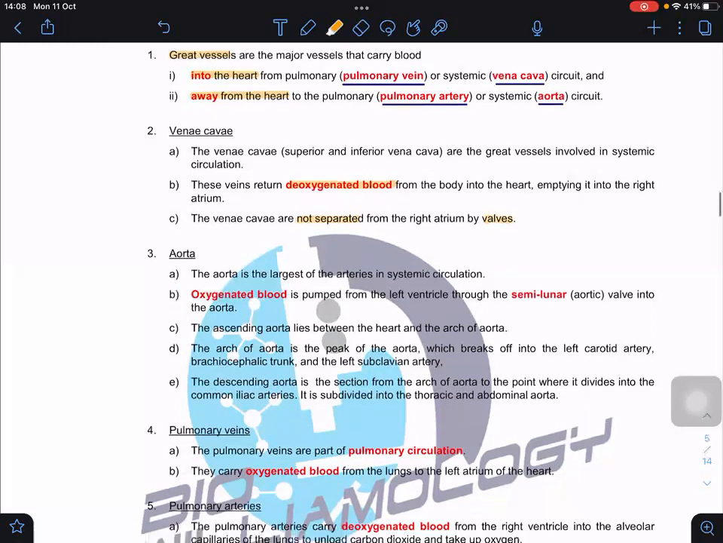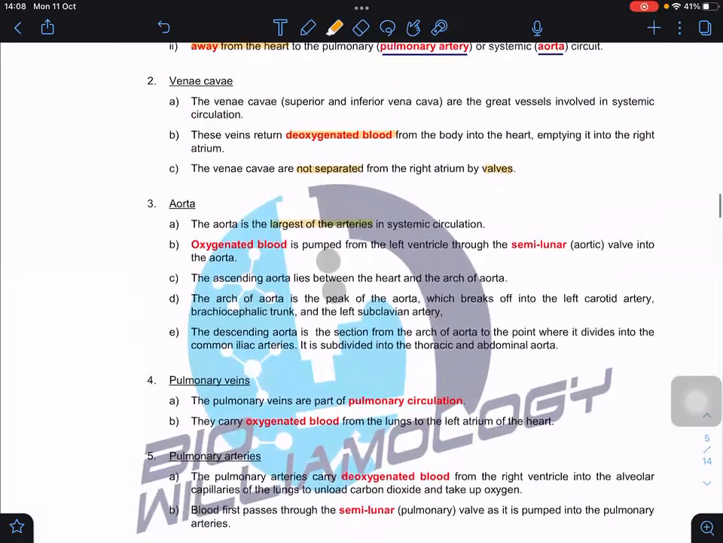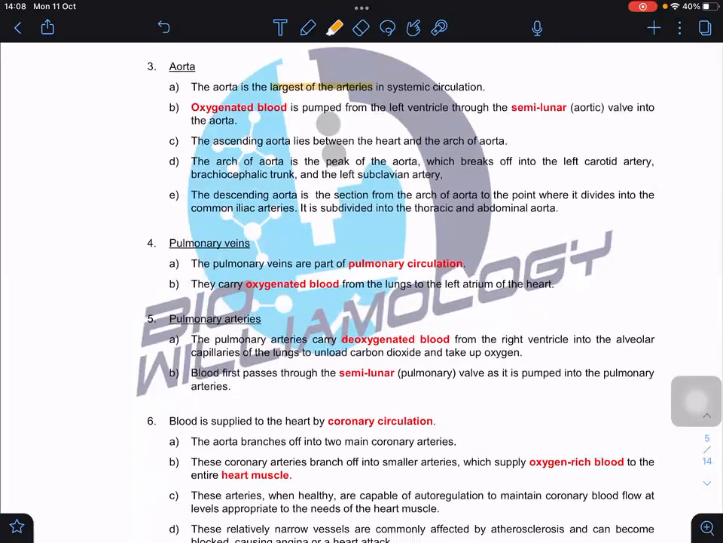Okay, how about the aorta? The aorta, we do know, is the largest artery in our systemic circulation. Okay, same goes for the vena cava. Okay, the vena cava is actually the largest vein in systemic circulation. So for the aorta, we do know that it carries the oxygenated blood to the systemic circulation, and between the ventricle and the aorta, we have the aortic valve, or we call it the semilunar valve, aortic valve or semilunar valve.